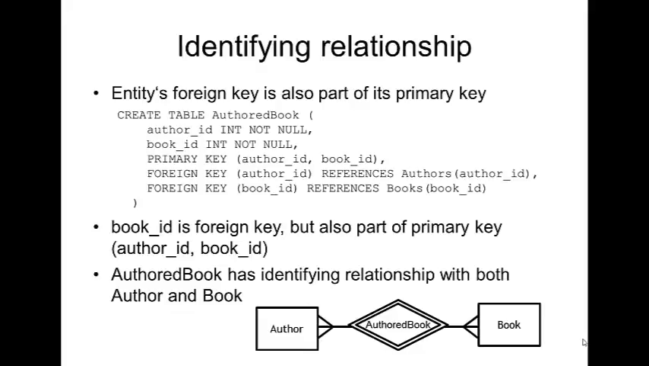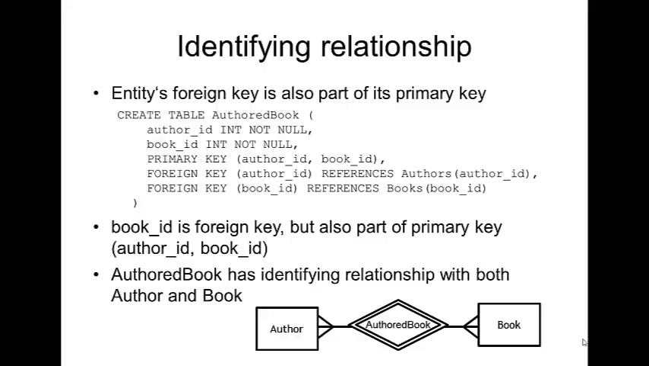The other one you may see is what's called an identifying relationship. In this case, an entity's foreign key is also part of the primary key of that object. So, for example, the authored book is also an example of an identifying relationship, because book ID is a foreign key, but it is also part of the primary key of that relationship. So authored book could be drawn as a double diamond identifying relationship.